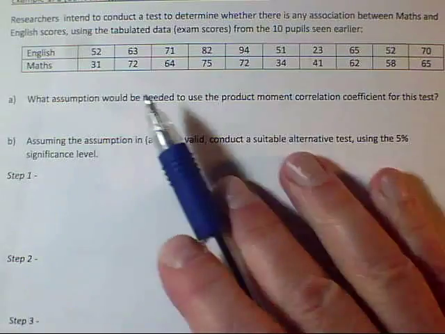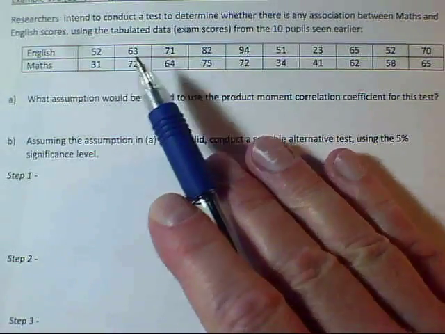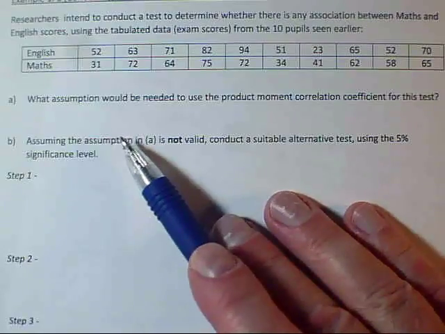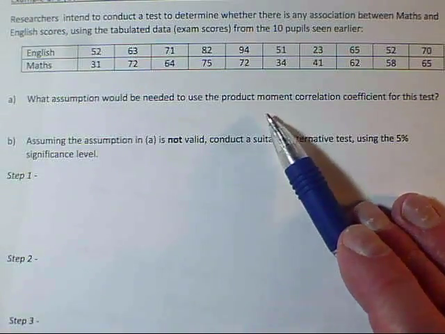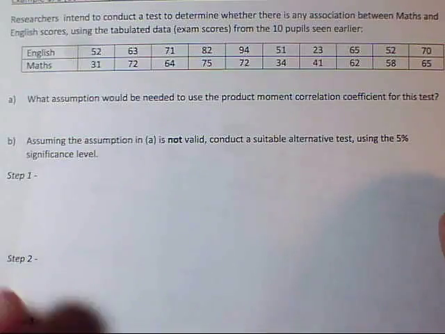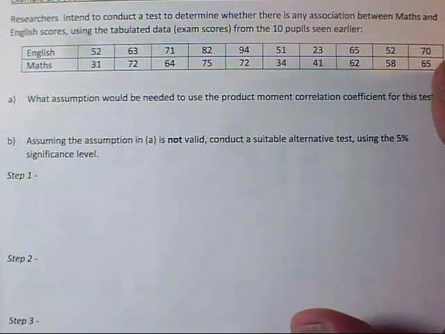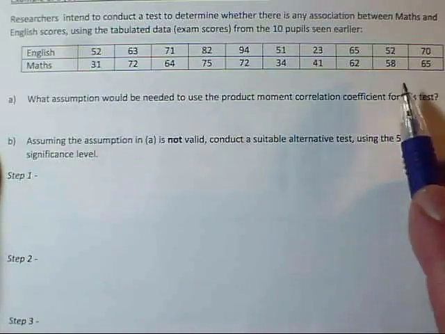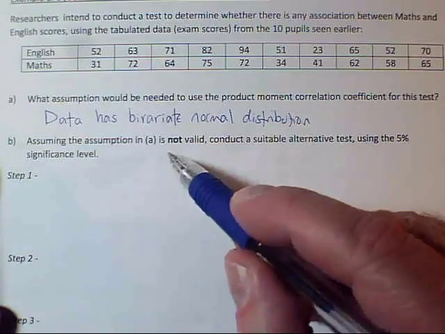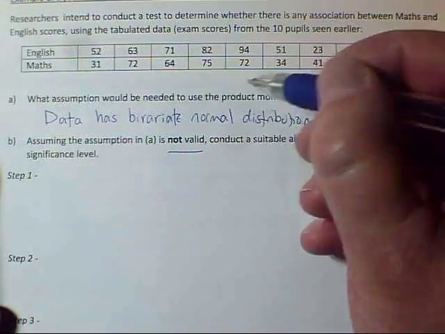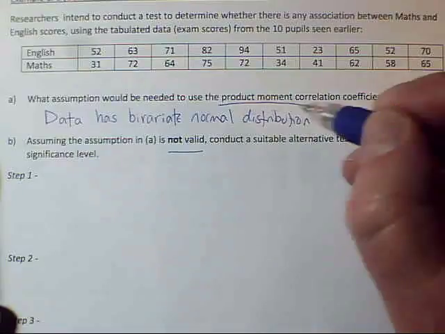Okay, we've got data about maths and English scores. We've seen this data before. We need to state the assumption that would be needed to use the product moment correlation coefficient. Well, we did that before, and we needed to assume that this data is clearly measurement, so that's all right, but we needed to assume that it was bivariate normal. But now it says assume that that assumption is not valid. So we're not going to be able to use product moment correlation.